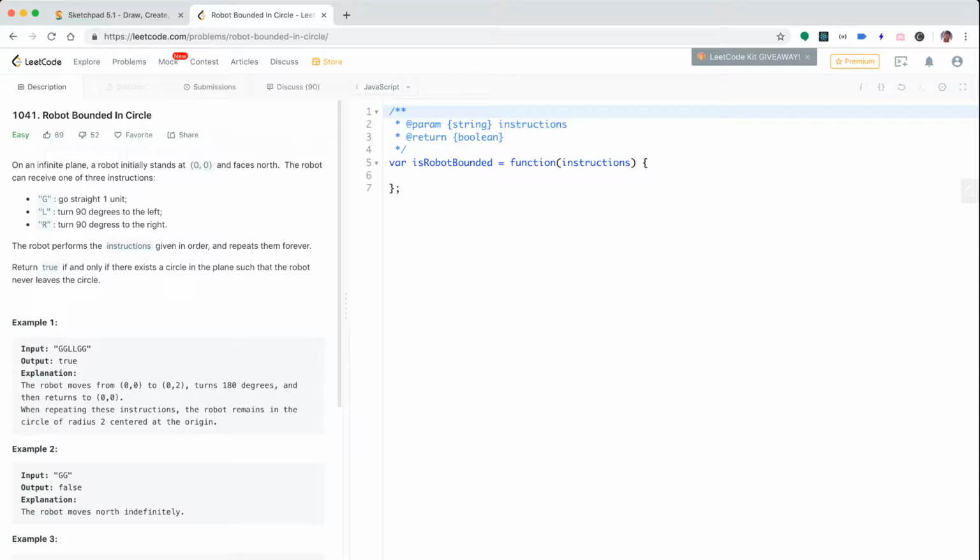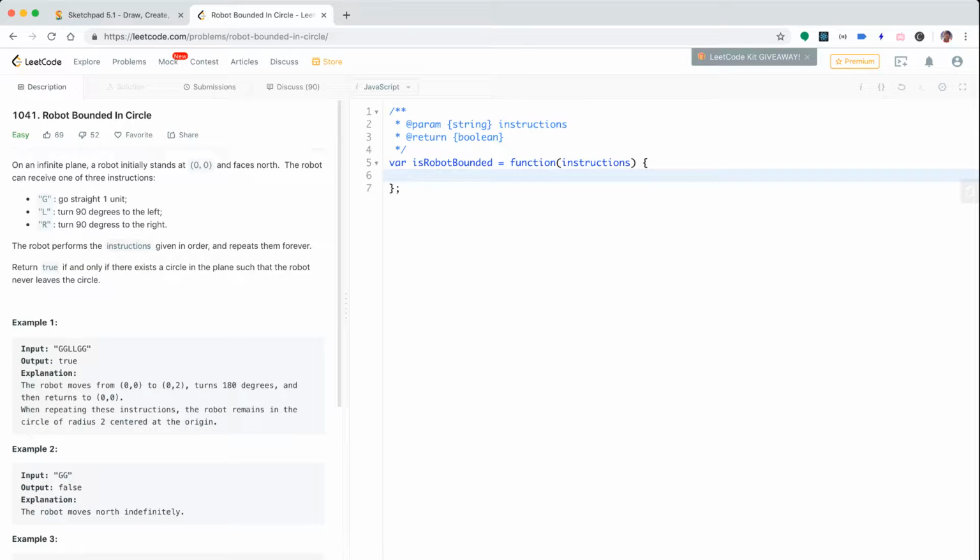On an infinite plane, a robot initially stands at 0, the origin, and faces north, and the robot can receive one of three instructions. G: go straight 1 unit. L: turn left 90 degrees. R: turn right 90 degrees. The robot performs the instructions given in order and repeats them forever. Return true if and only if there exists a circle in the plane such that the robot never leaves the circle.